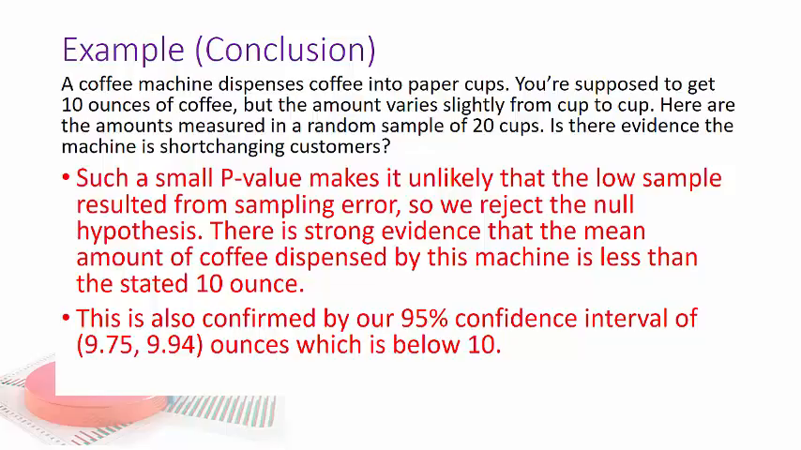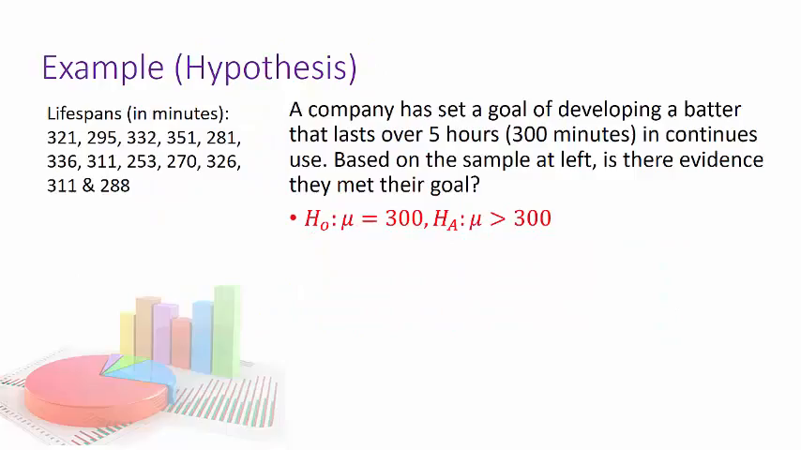All right, so let's go ahead and look at another example. A company has set a goal of developing a battery that lasts over 5 hours, 300 minutes, in continuous use. Based on the sample, is there evidence they met their goal? Okay, so first of all, our null hypothesis is that the mean is 300, and we want to show that we got more than 300.